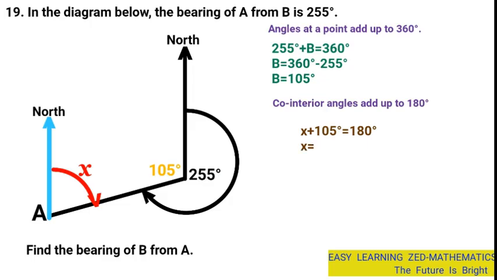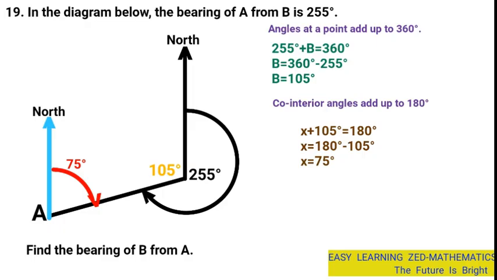180 minus 105 degrees. Now we're going to write x, then we are going to find the difference of 180 degrees and 105 degrees, which is going to be 75 degrees. So the bearing of B from A is equal to 75 degrees. Therefore, where there is x, I'm going to put 75 degrees. That is the bearing. So the answer examiners expected from you, Cadence, was 75 degrees.